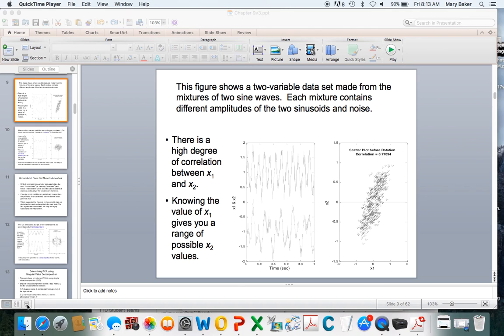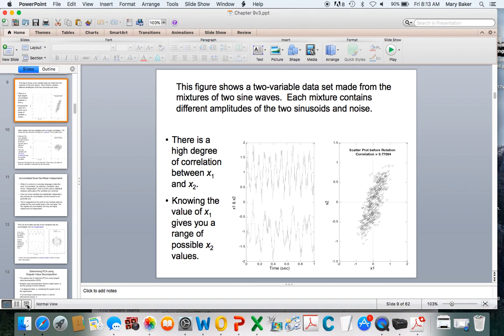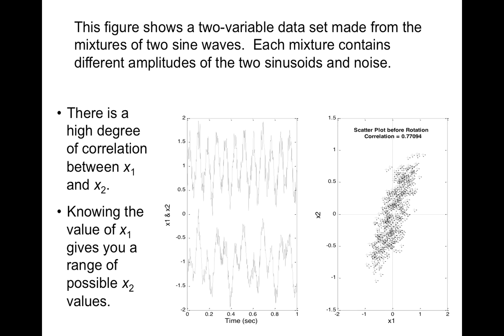Okay, in this figure, we see another example of a two-variable data set made from a mixture of two sine waves. Each mixture has different amplitudes of the two sinusoids and some noise. And if we look at a scatter plot comparing time points of x1 and x2, we see that clearly there is some correlation between the two data sets.